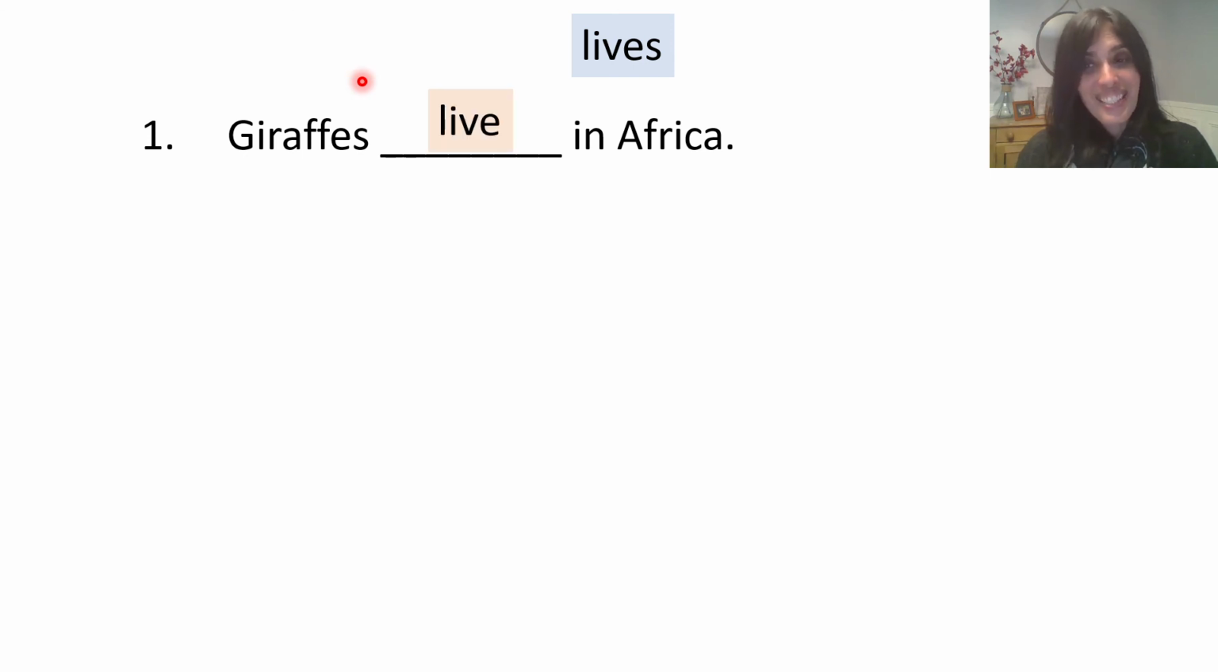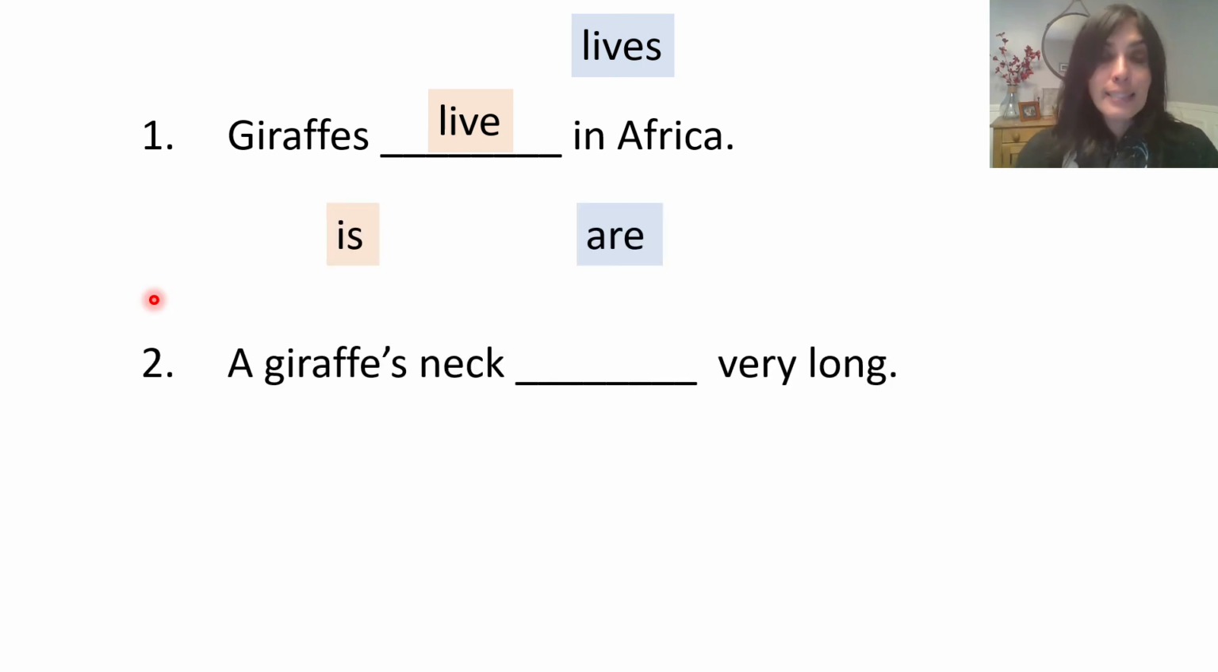Did you say live? Nice job. The sentence now reads, "Giraffes live in Africa." There's more than one, so I do not add an S to the end of the action verb. Let's take a look at our second example.